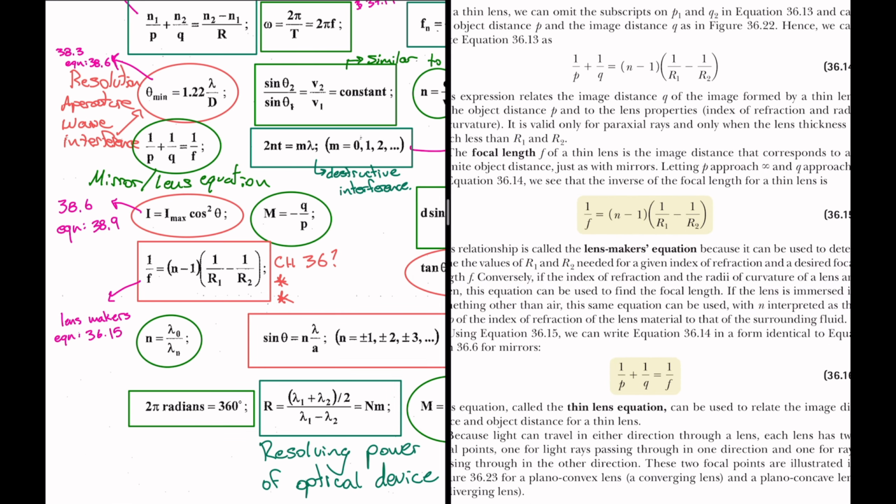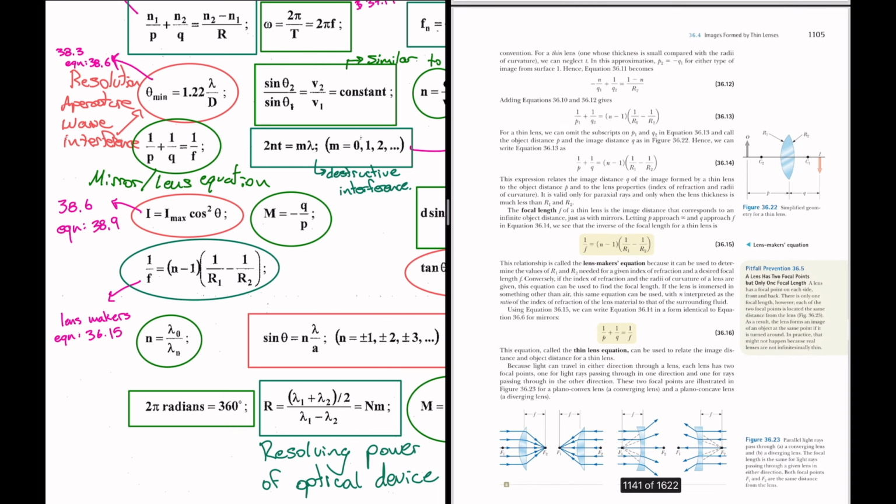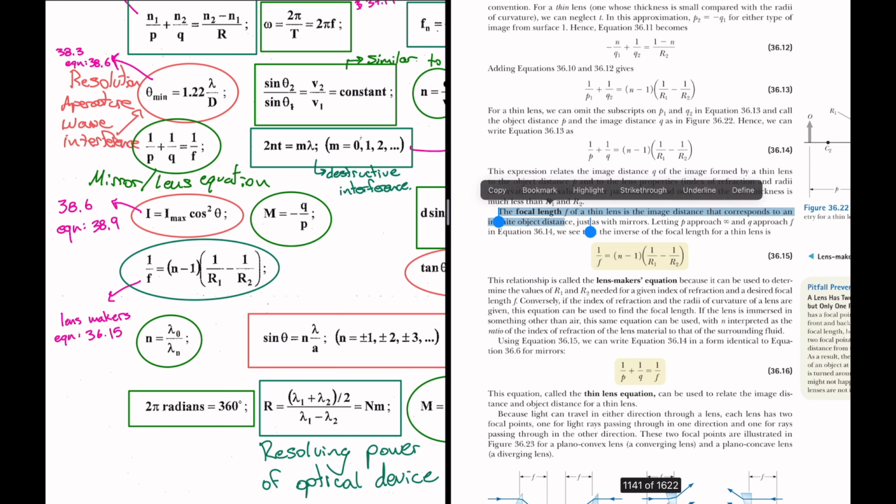So we have 1 over f on the left side of the equality. On the right side, we have brackets n minus 1, brackets 1 over R1 minus 1 over R2. Cool. Let me erase this, pull out my green. Let's do a circle this time, or oval. And boom. Lensmaker's equation. I guess we could read here. Let's see what this is talking about.